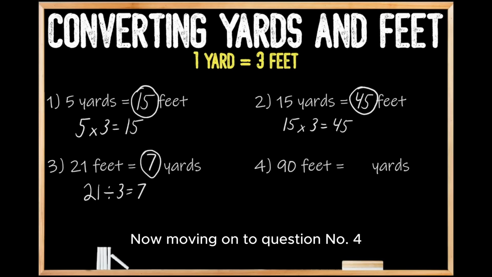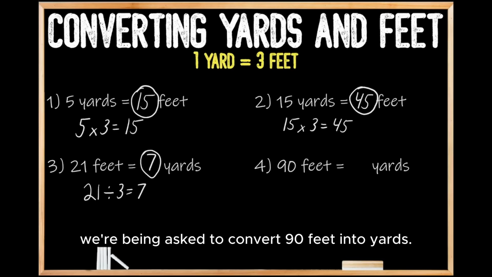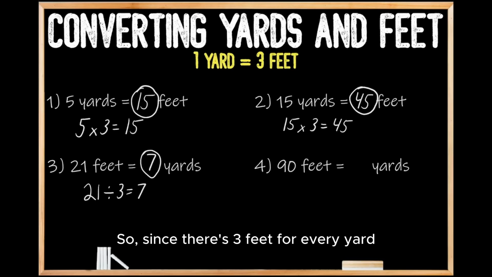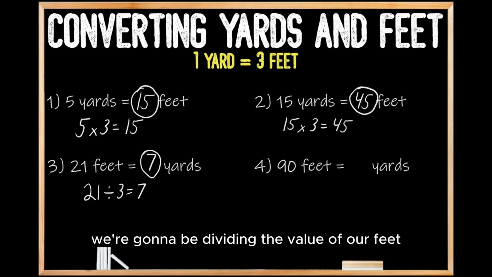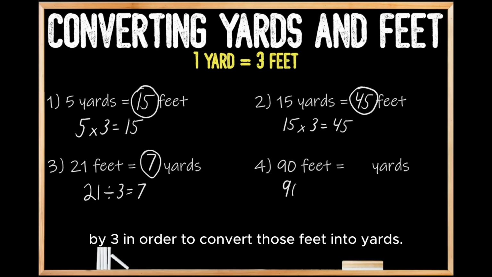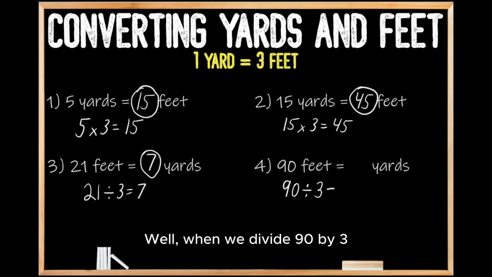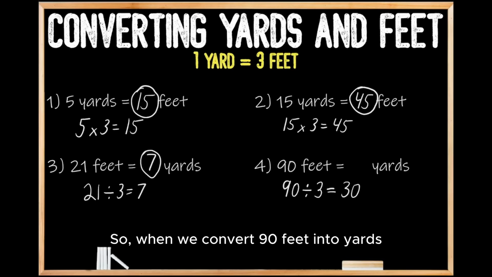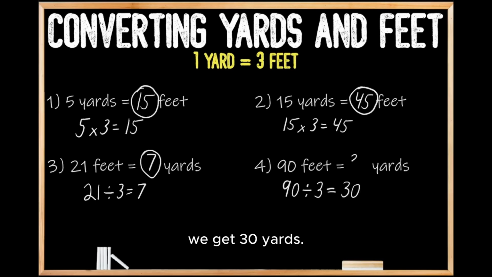Now moving on to question number 4, where this time we're being asked to convert 90 feet into yards. So since there's 3 feet for every yard, we're going to be dividing the value of our feet by 3 in order to convert those feet into yards. Well, when we divide 90 by 3, we get 30. So when we convert 90 feet into yards, we get 30 yards.